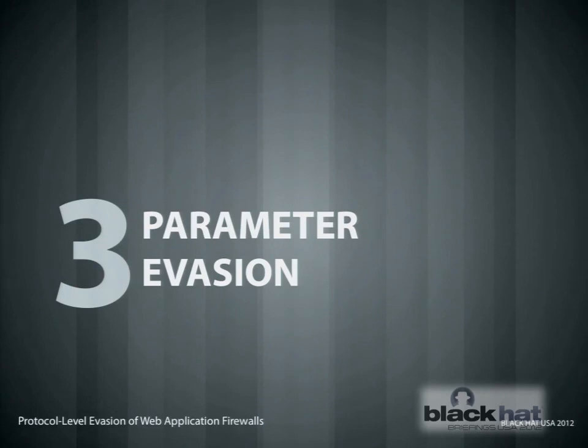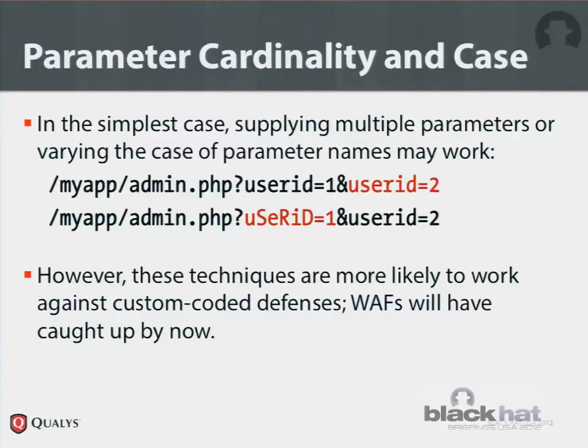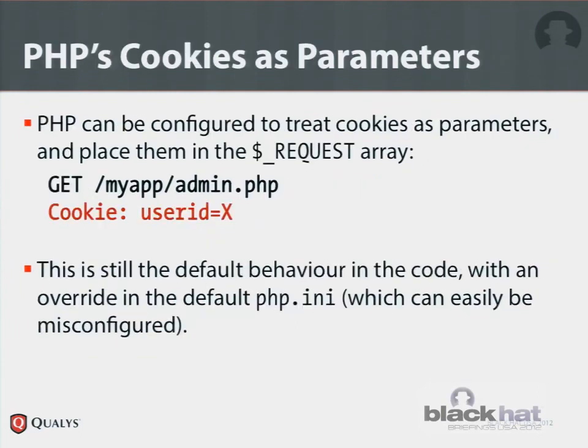This section is a collection of a number of techniques. The first thing you could try is supplying many parameter instances, or using case variation. This is a very old technique. I don't think it will be useful in real life, except maybe against custom filtering techniques. But there are more interesting techniques. One of my favorites is the ability of PHP to take a cookie value and use it as a parameter, and it will appear in the request array.